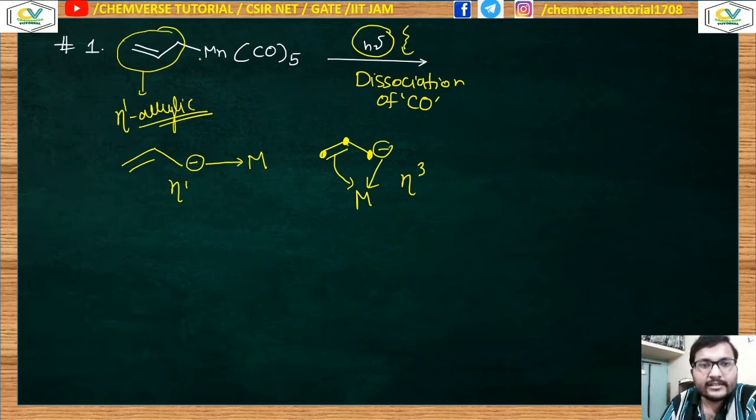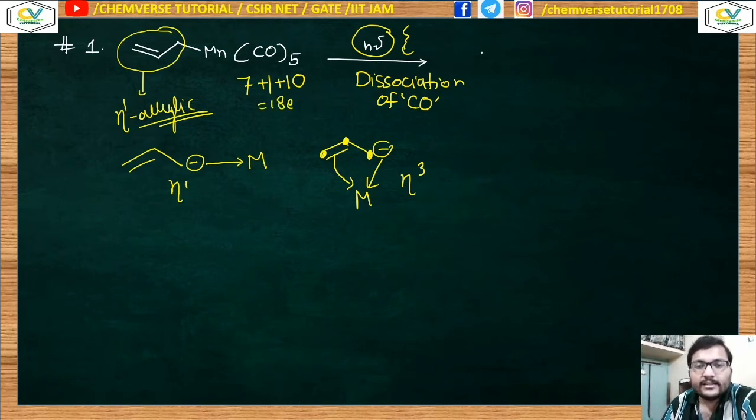Now remember, what is the total valence electron count of the species? Manganese has 7 valence electrons. The hapto-1 allylic ligand will donate 1 electron, because whatever the value of hapticity, that will be the number of electrons contributed. Now 5 carbonyl ligands will give you a total of 10 electrons, 2 per carbonyl, so it is an 18 electron species.